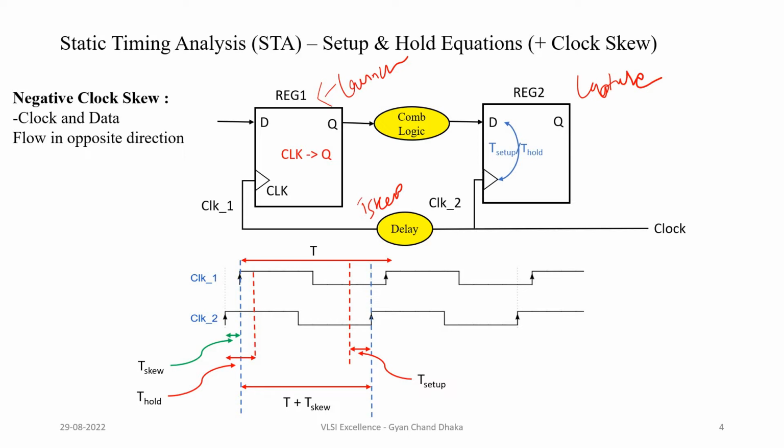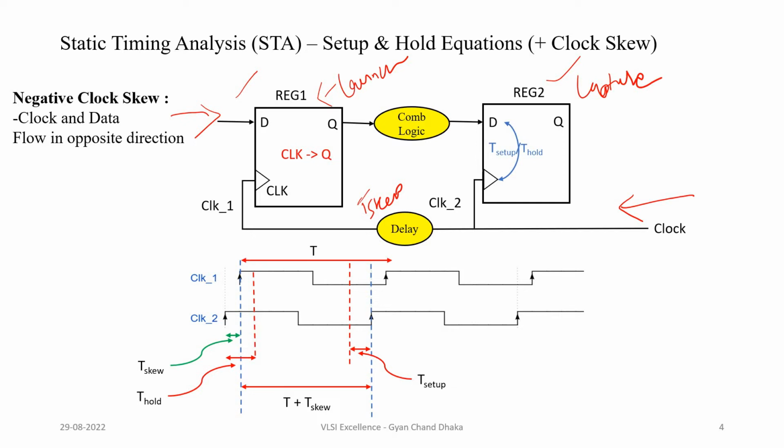But the data is always launched by the launch flip-flop and it is captured by the capture flip-flop. So if you see here, the data direction is from left to right, but the clock direction is from right to left. So the clock skew, which is introduced by the delay elements between the clock of the capture flip-flop and the launch flip-flop, is nothing but called negative clock skew.